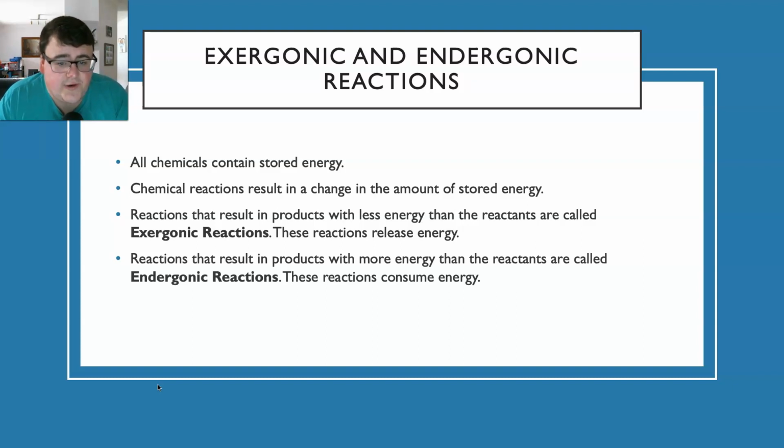So an exogenic reaction is a reaction that's going to release energy. So the reactants are going to have more energy than the products. Okay, so we've got more energy to start with than we did at the end, because energy has been released into the environment. An endogenic reaction is one that's going to consume energy. So the products actually have more energy than we started with in the reactant. It's absorbed energy from the environment.